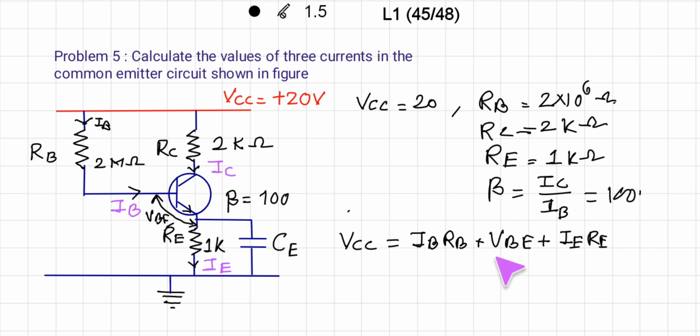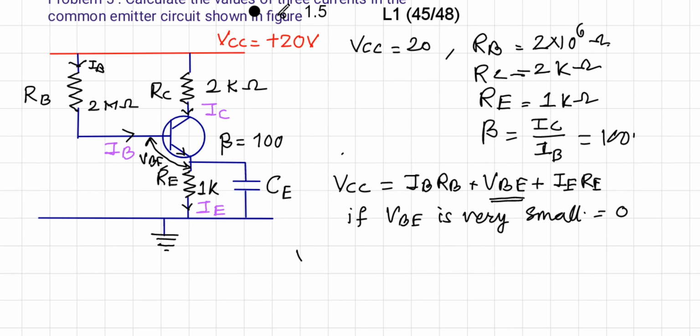If VBE is very small, we can consider that VBE is 0. It is very, very small. So if VBE is very small, that is equal to 0, let us consider. So therefore we can say VCC is equal to IB RB plus IE RE. So that relation we get.